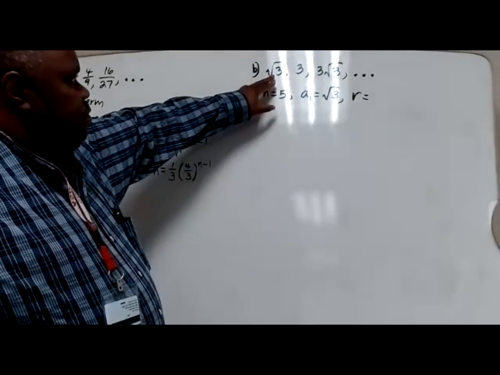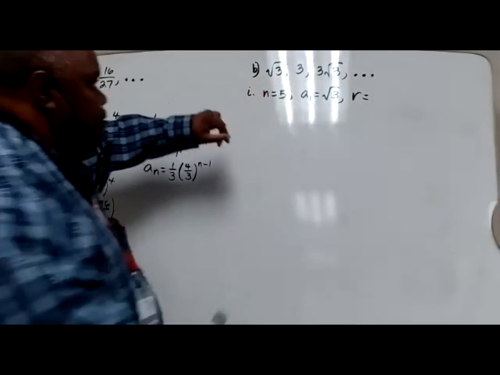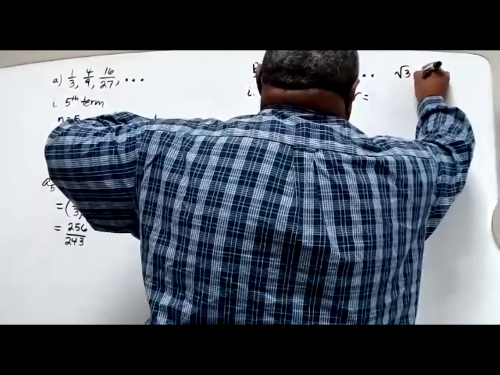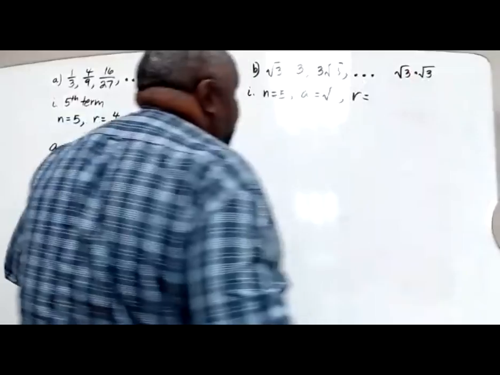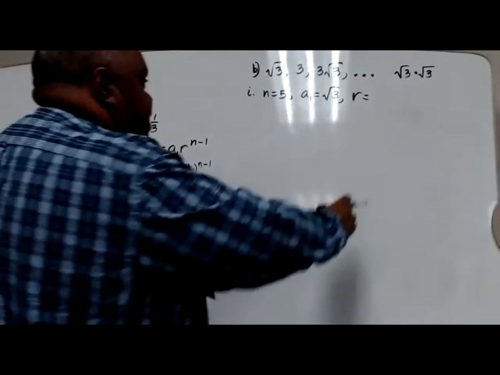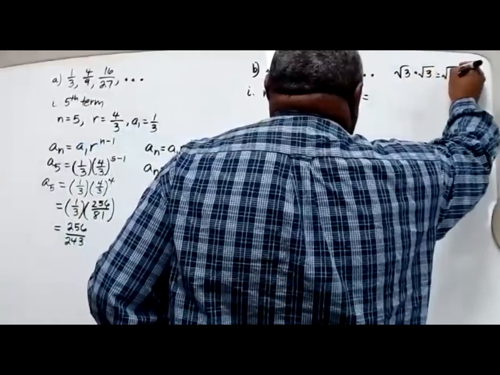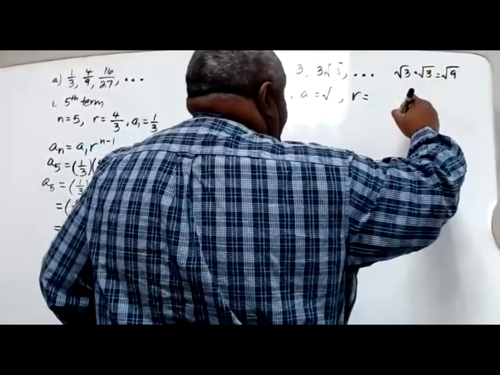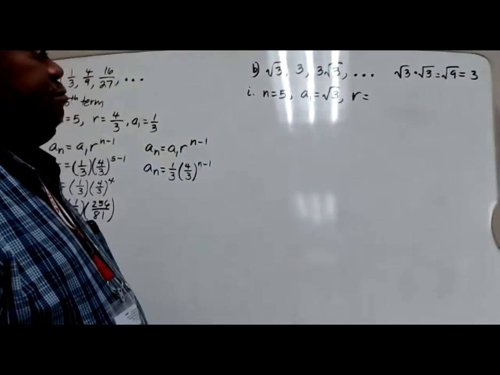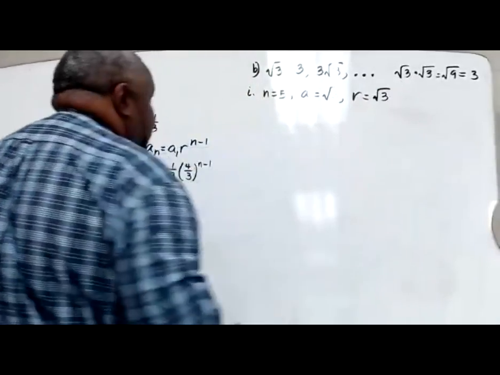All right, let's think of this. The square root of 3 times what gives me 3? Would it be this? It would, because if I take the square root of 3 times the square root of 3, I can multiply what's underneath the radical to get the square root of 9. But what's the square root of 9? 3. So the common ratio has to be the square root of 3.